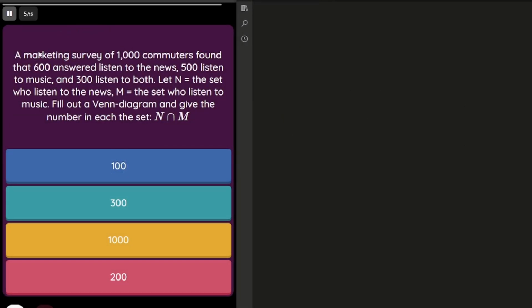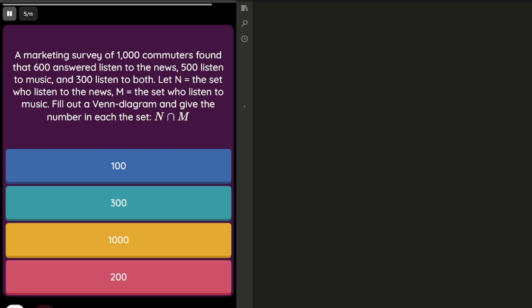Question number 5. A marketing survey of 1,000 commuters found that 600 answered listening to the news, 500 listen to music, and 300 listen to both. Let N be the set who listen to the news, M be the set who listen to music. Fill out the Venn diagram and give the number in each set and intersection M.